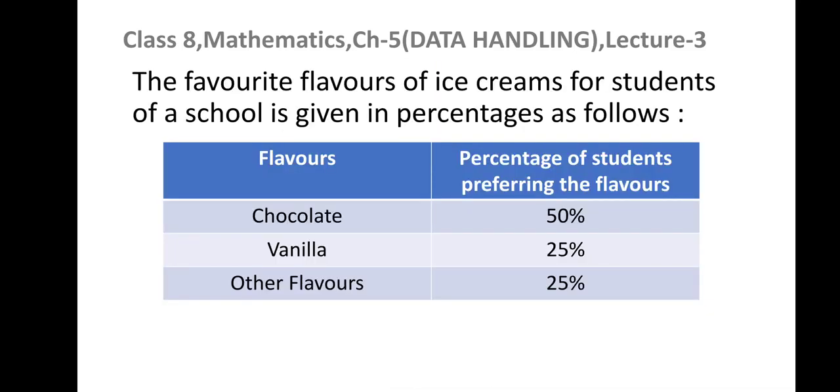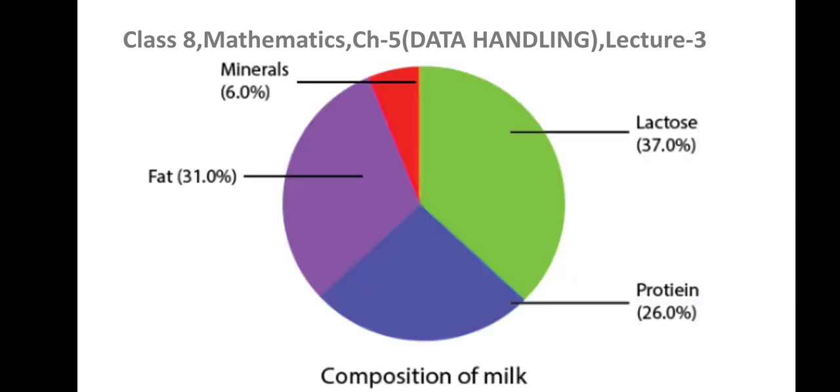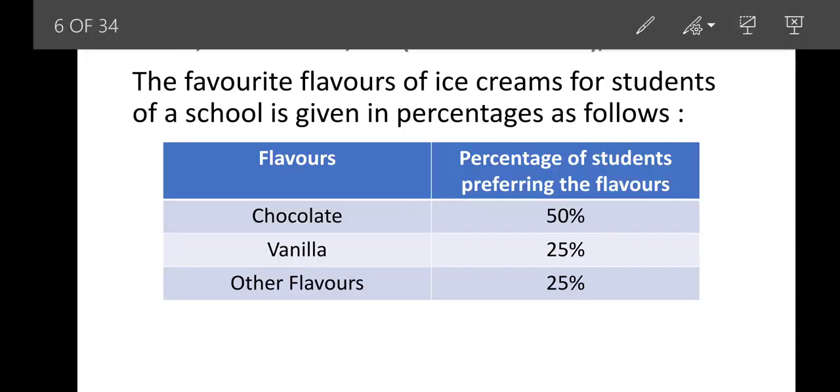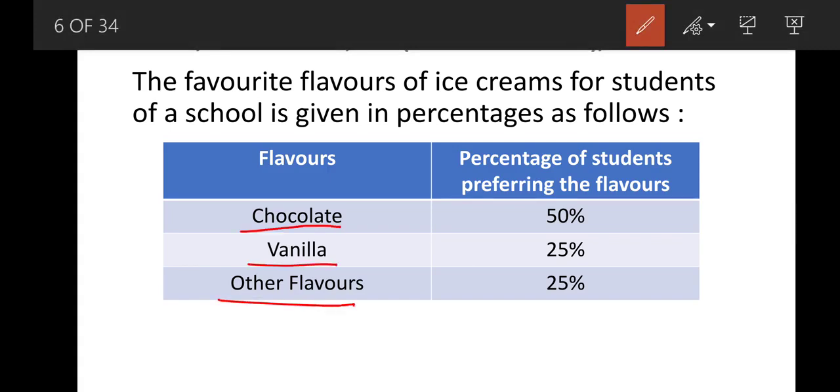Now I have taken one example. The favorite flavors of ice creams for students of a school are given in percentages as follows. These are the three flavors liked by students of a school: chocolate flavor, vanilla flavor and other flavors. And this represents the percentage of students preferring the flavors. Students who like chocolate flavor are 50%, vanilla flavor it is 25%, and other flavors it is again 25%.